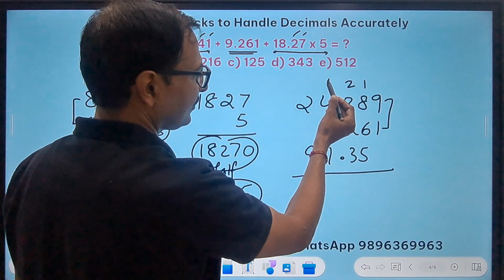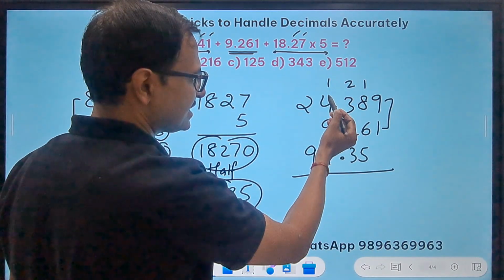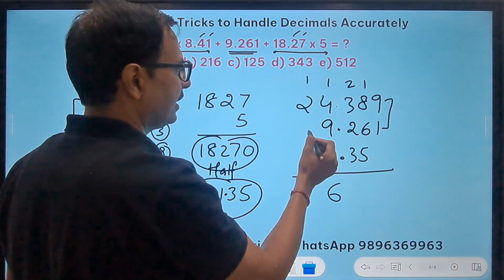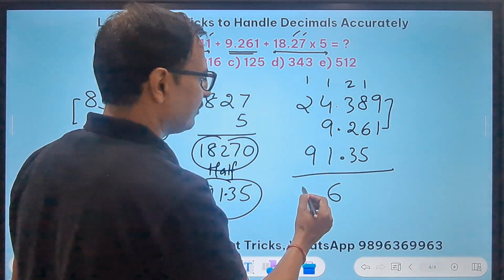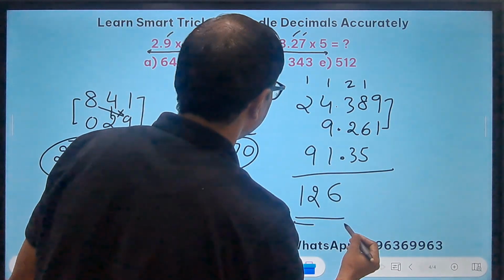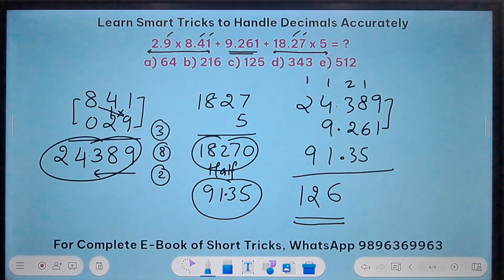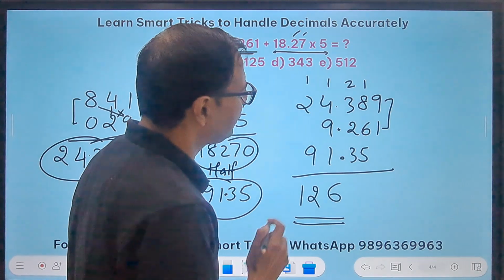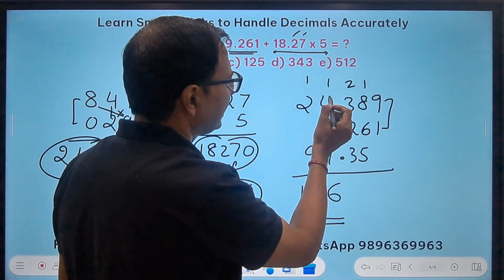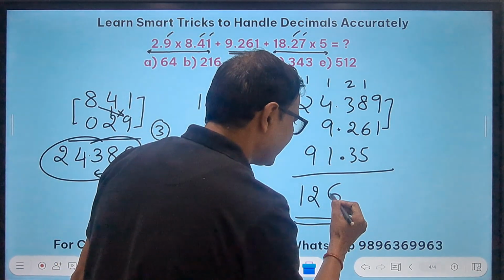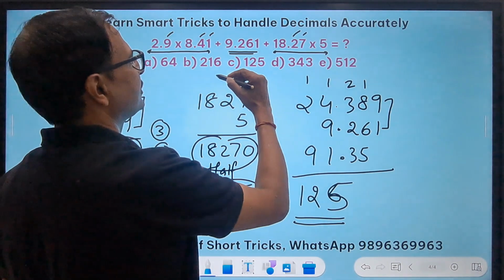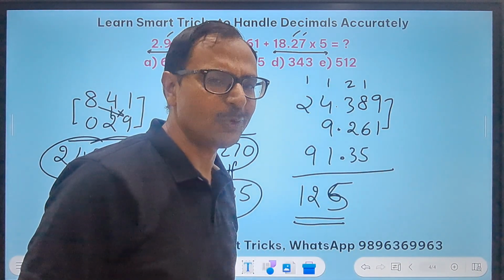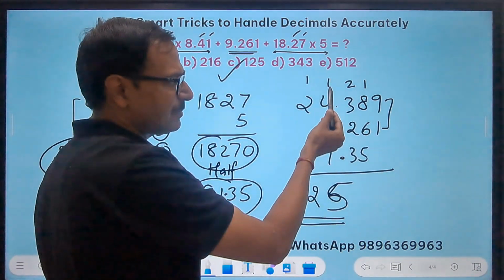So now this is 16. So 6 and a 1 carry. And 10, 11, 12. Is the answer 126? Yeah, the answer 126 does not exist here. So maybe a mistake. Maybe this is 9 plus 1, 10. Oh, 5. This is 5. So this becomes 5 and the answer for the question is 125. Right? So I made a mistake there.